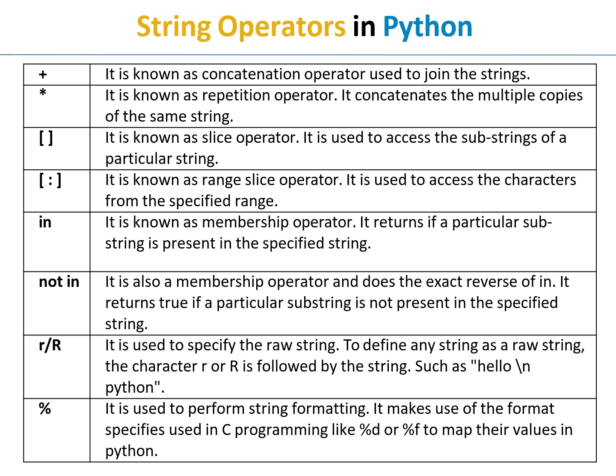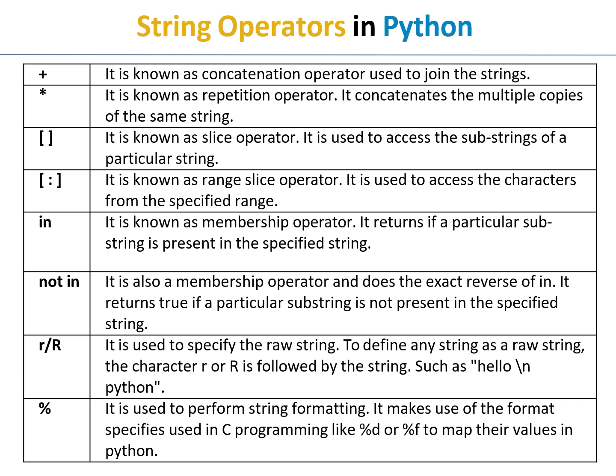And then the square brackets are known as the slice operator. It is used to access substrings of a particular string. The next one is known as the range slice operator. It is used to access characters from the specified range. And 'in' is known as the membership operator. It returns true if a particular substring is present in the specified string. 'not in' is also known as a membership operator and is the exact reverse of 'in'. It returns true if the particular string is not present in the specified string.